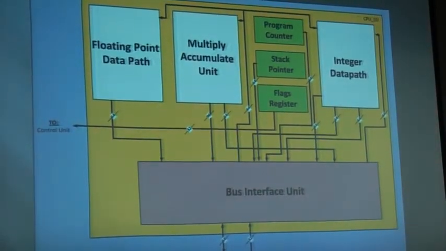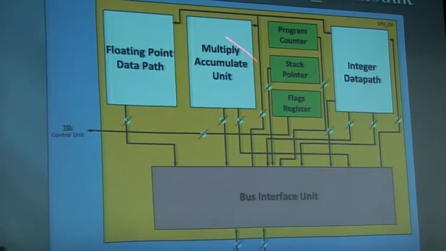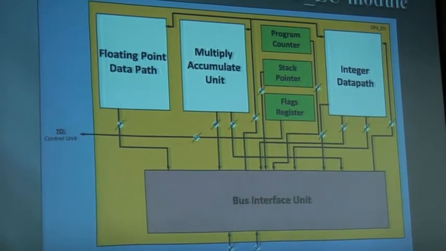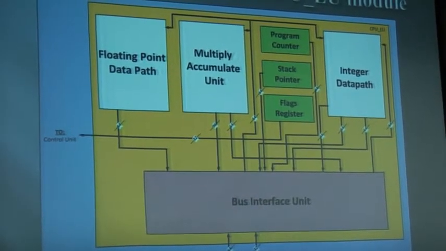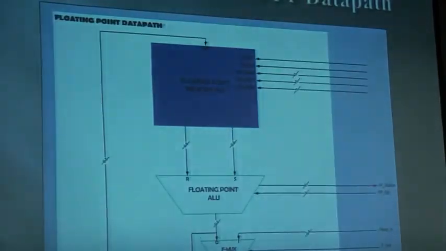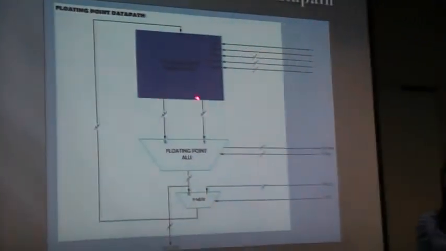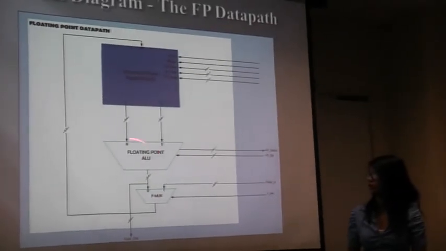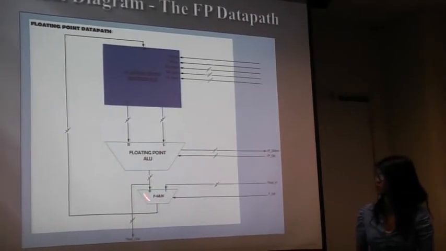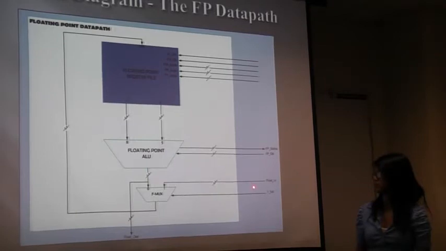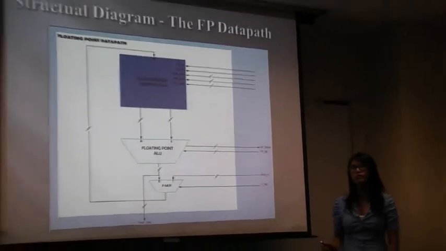This is a close-up of the execution unit, which you can see right here. We have a floating point, multiply accumulate unit, and integer data path, as well as a bus interface unit. Okay, so this is our floating point data path. So it just consists of a register file, our ALU, and a MUX that has the capability to select a value from the read buff in our BIU.